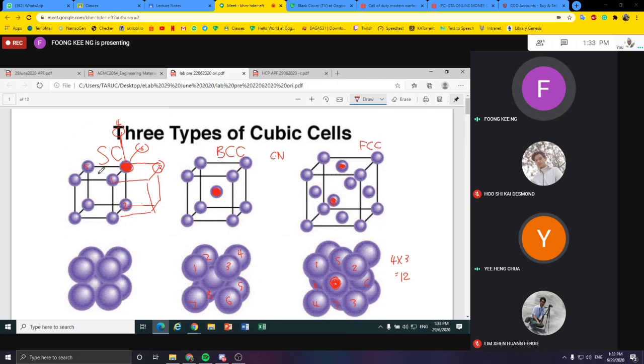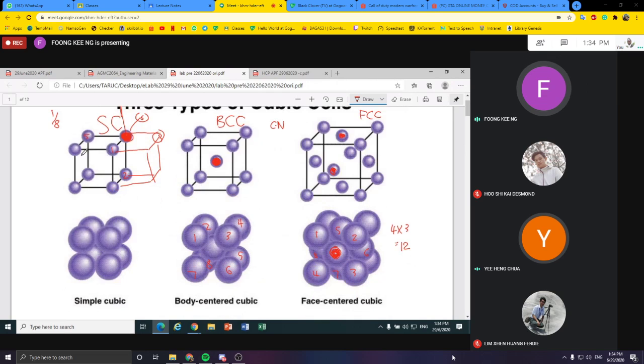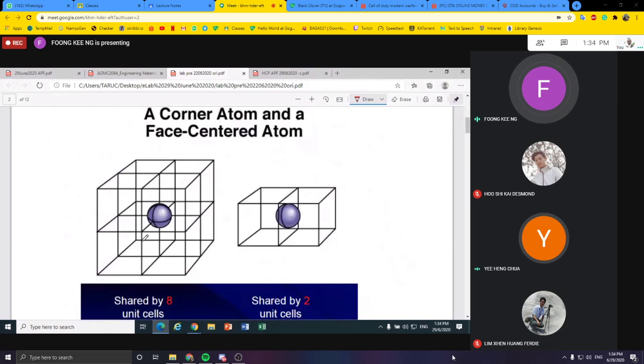Recall back the video, the first YouTube video, right? You actually use only a fraction of 1/8 for each corner atom here, because this is shared by another unit cell, and this is shared by another unit cell. You can't see it clearly in here, but you can see it in this diagram. This is a very clear diagram.